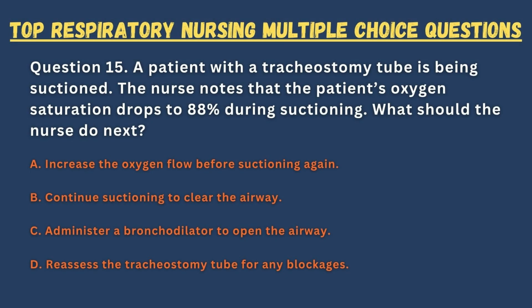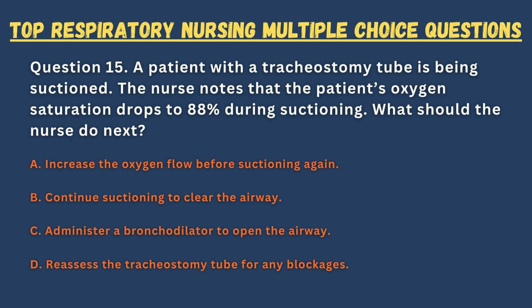Question 15. A patient with a tracheostomy tube is being suctioned. The nurse notes that the patient's oxygen saturation drops to 88% during suctioning. What should the nurse do next? A. Increase the oxygen flow before suctioning again. B. Continue suctioning to clear the airway.